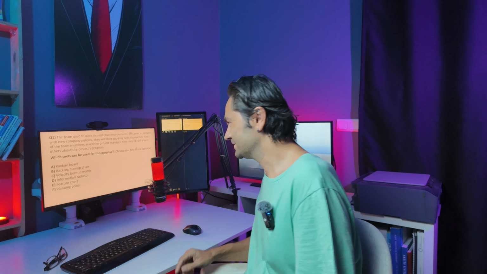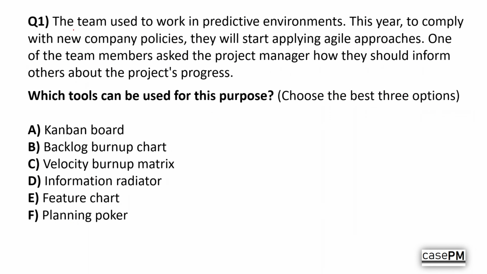Okay, let's get started. Here's the first question. The team used to work in predictive environments. This year, to comply with new company policies, they will start applying agile approaches. One of the team members asked the project manager how they should inform others about the project's progress. Which tools can be used for this purpose? Choose the best 3 options.